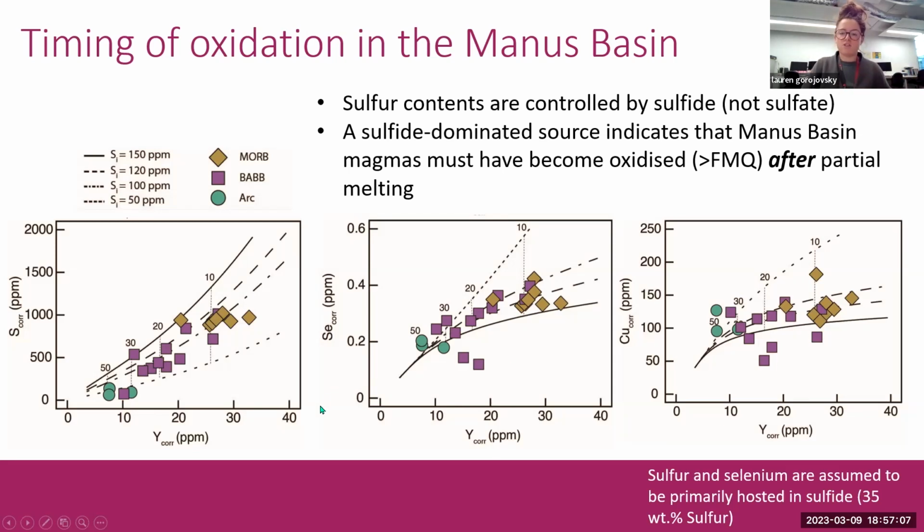So what does this suggest about the whole picture of oxidizing the mantle wedge? Well, first of all, if you're going to have a sulfide in the source, that already implies that the source was not oxidized to begin with. So if you've got sulfide and you've melted it to produce the sulfur, selenium, and copper contents that we observed, then these magmas must have become oxidized after partial melting.